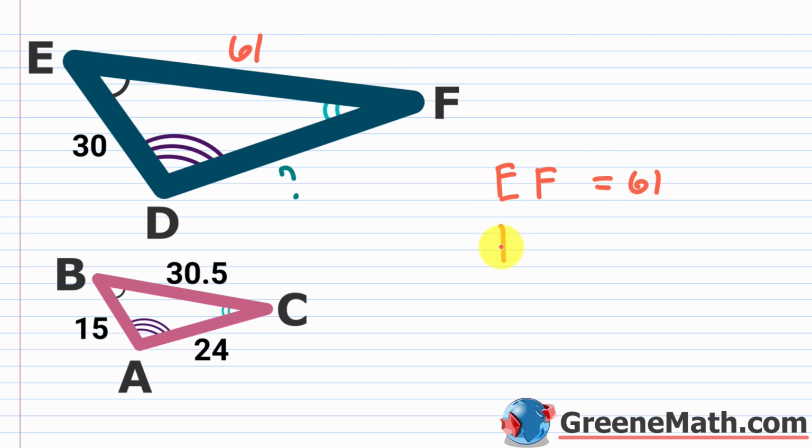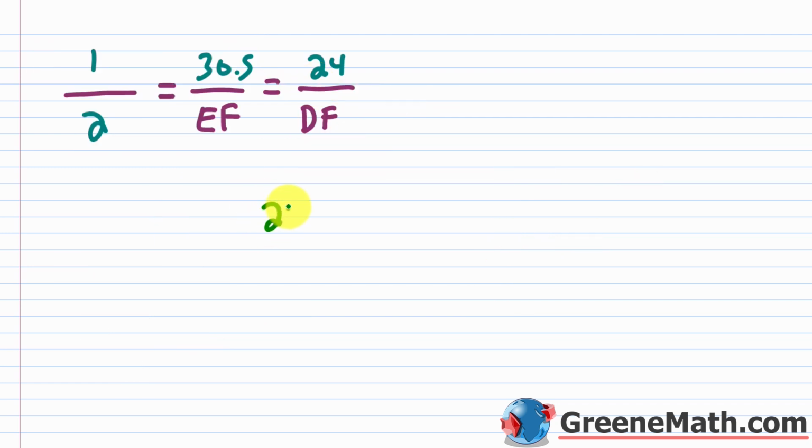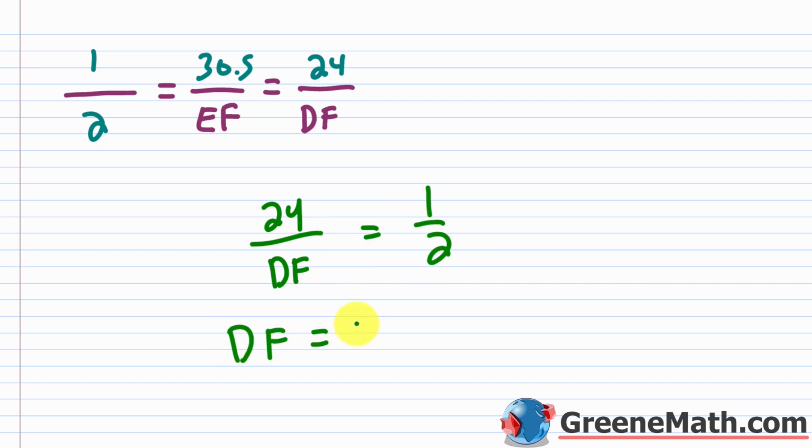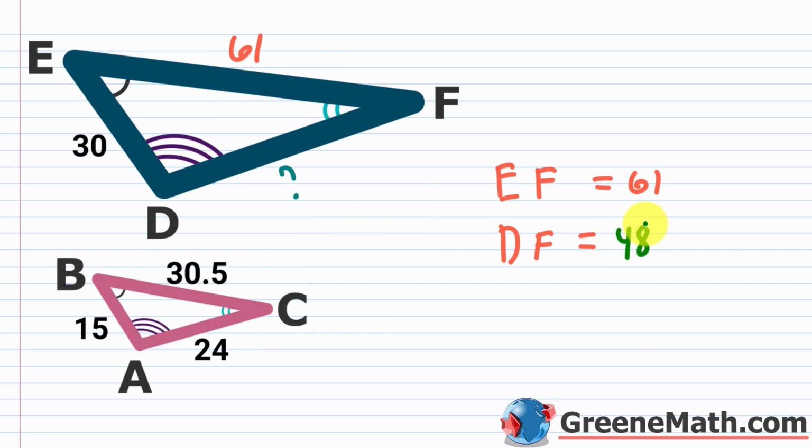Okay, let me put DF here, and we'll come back down. So I'm going to set 24 over DF equal to 1/2. You wouldn't want to set this equal here because you're not going to be able to solve. So I'm going to cross multiply again. So DF is equal to 2 times 24, which is 48. So the length of that side DF is going to be 48. So coming back up, you can put 48 here and 48 here.